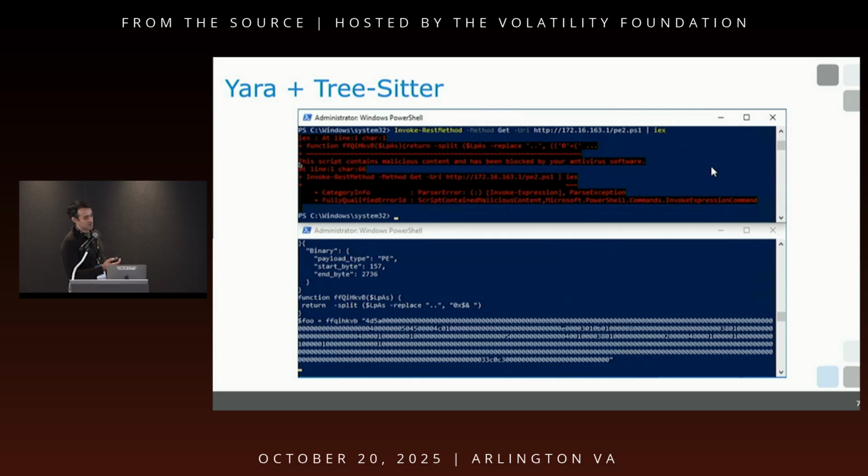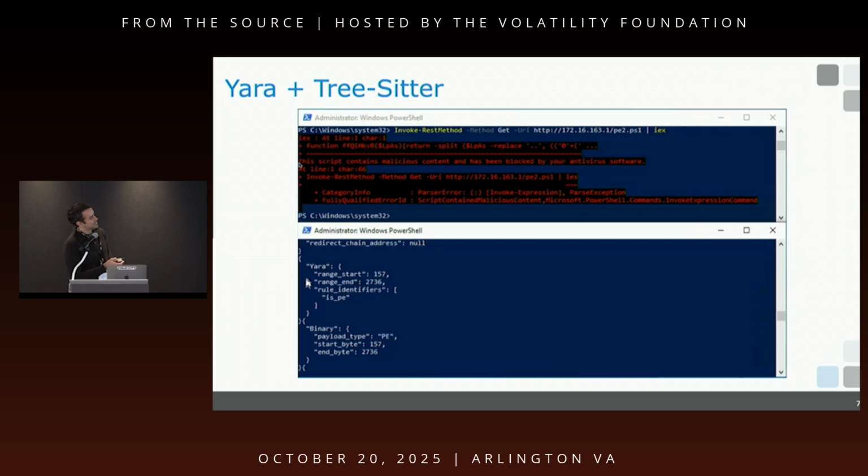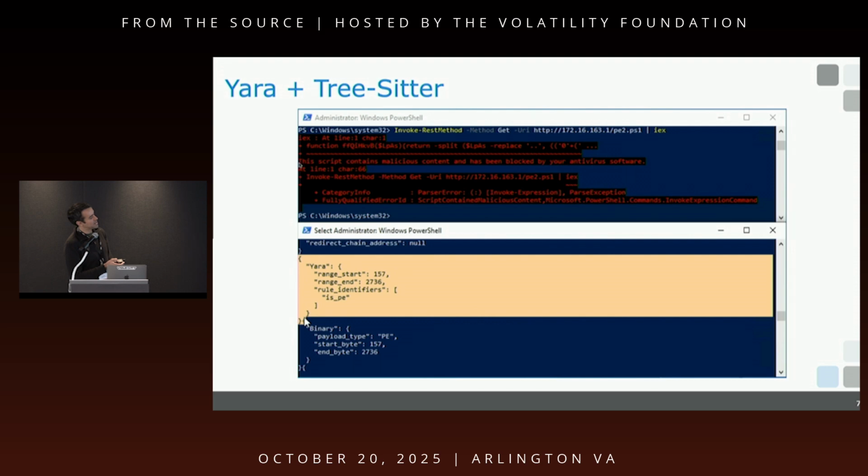So we run the program on that exact script. You can see that it comes out not only deobfuscated, but we get an exact hit on YARA for is PE at a specific range within the document. So now all the rules that you've worked really hard to develop for things that you would find in memory, your shellcode, your malicious executables, can be leveraged on PowerShell scripts as well.